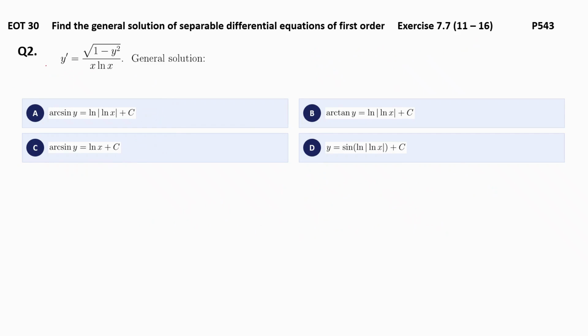Here, let's write y prime as dy by dx. Already it is split, denominator in x and numerator in y. So let us group in one single step. dy over root 1 minus y square. And dx will go to the other side, so it becomes dx over x ln x.